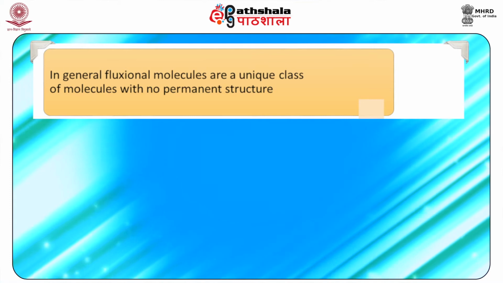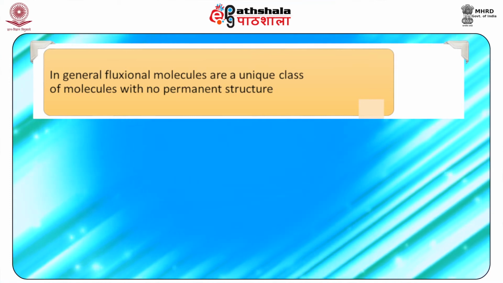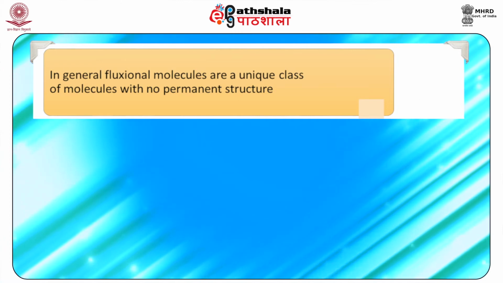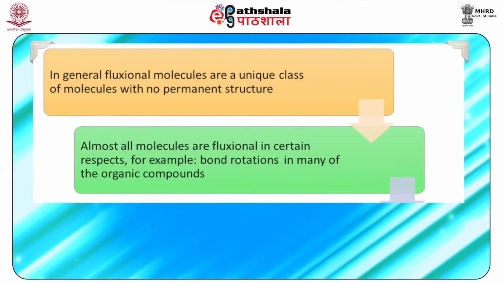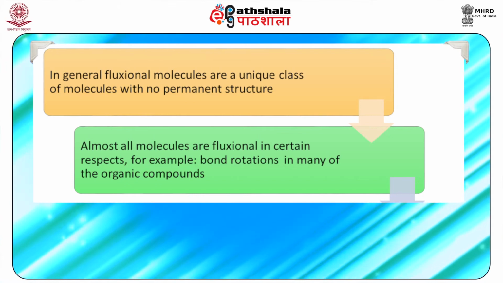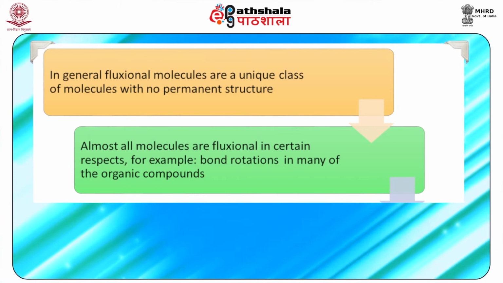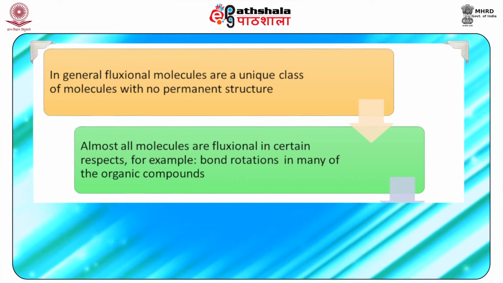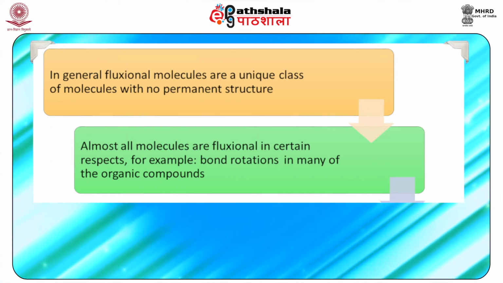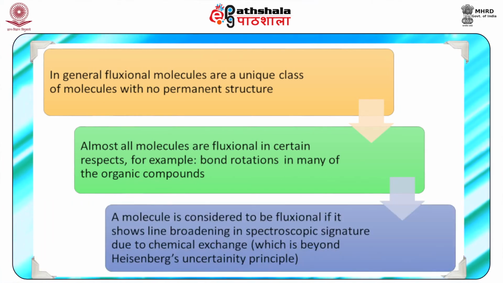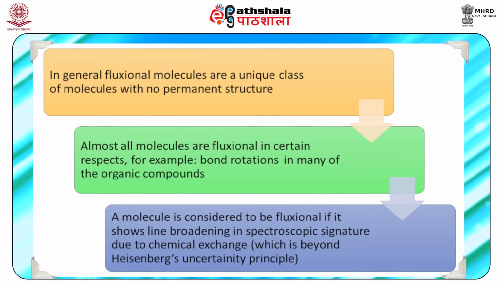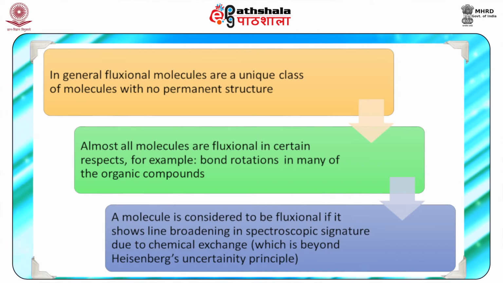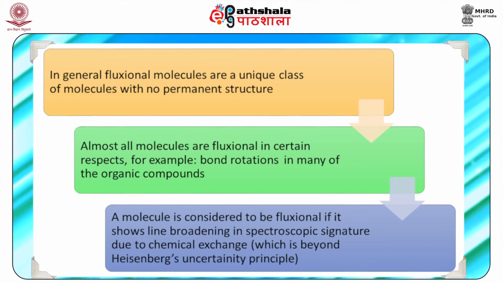In general, fluxional molecules are a unique class of molecules with no permanent structure. Almost all molecules are fluxional in certain respects. For example, bond rotations in many of the organic compounds. A molecule is considered to be fluxional if it shows line broadening in spectroscopic signature due to chemical exchange, which is beyond Heisenberg's uncertainty principle.